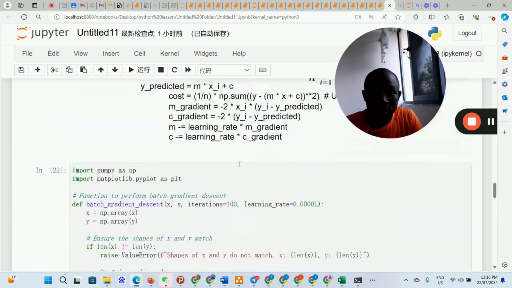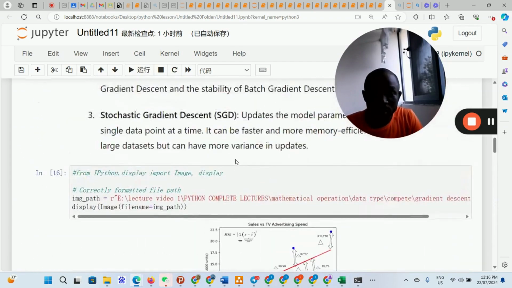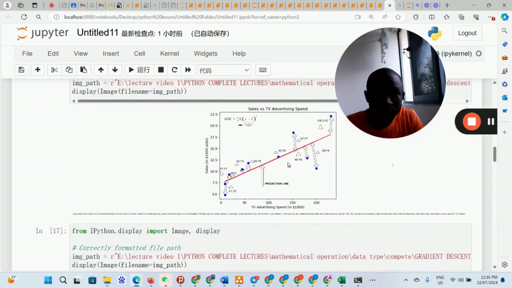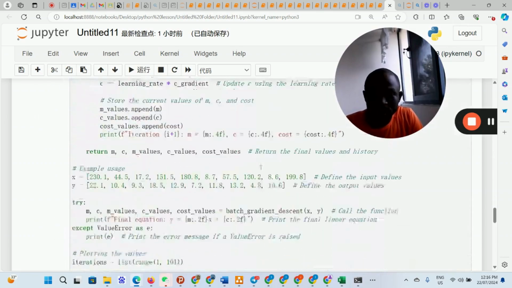The error is this distance. Let me draw our attention. The distance between what? The predicted value and what? This other one. Are we there? This is the predicted value, and this is the actual, so now this distance between here is the cost function, the error. So let's come back.